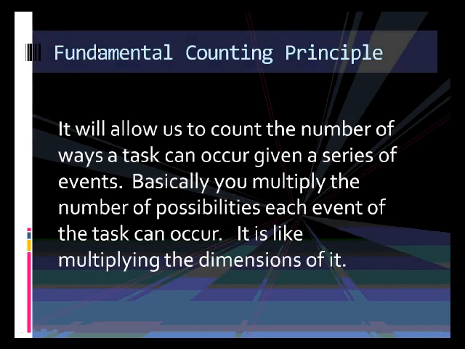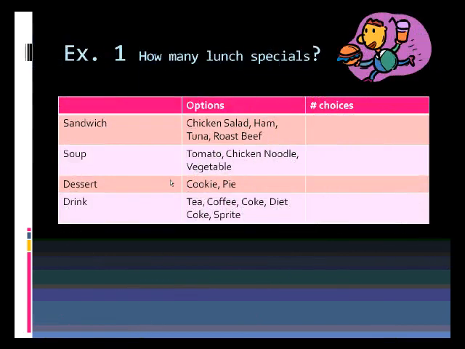So what is the fundamental counting principle? This is at the top of your notes, okay? The fundamental counting principle allows us to count the number of ways a task can occur given a series of events.